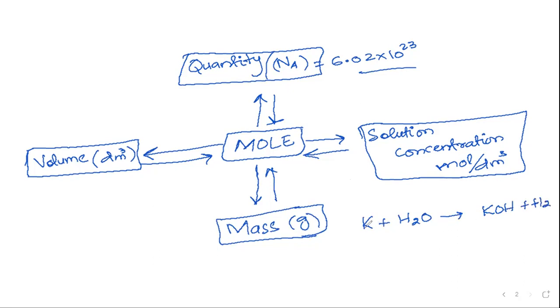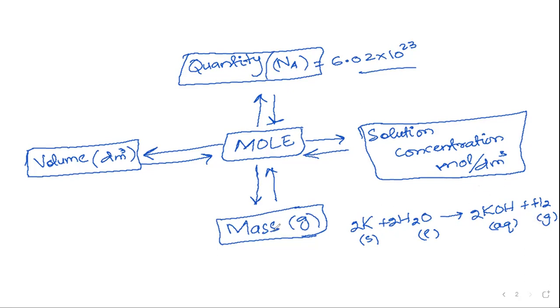I don't even know whether you remember it or not, but there were a few things written with that equation. Potassium was present in solid form, water is a liquid, the KOH produced is an aqueous solution, and hydrogen produced is a gas. So actually, in a simple equation or a reaction, you're dealing with all four states of matter. All four state symbols actually, not states of matter exactly.